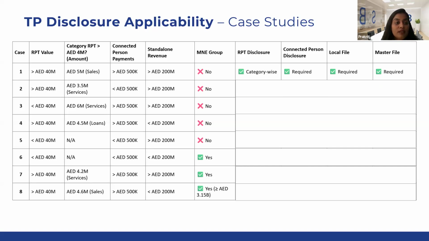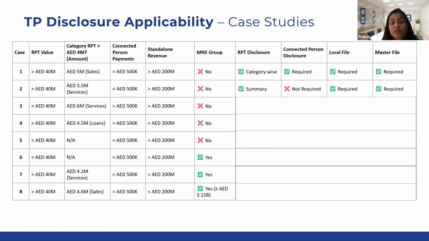Now, in the second example, the RPT value is more than the limit. There are categories of services where the transaction value is less than the prescribed limit. So overall, the RPT disclosure is not required to be made. Okay, so in that case, the RPT disclosure will be required to be made. However, a detailed schedule for transfer pricing is not required.